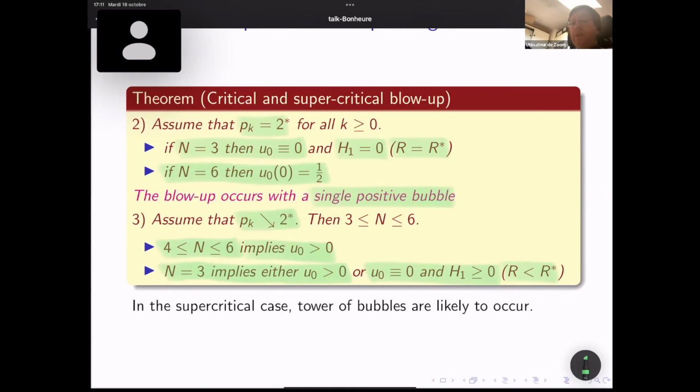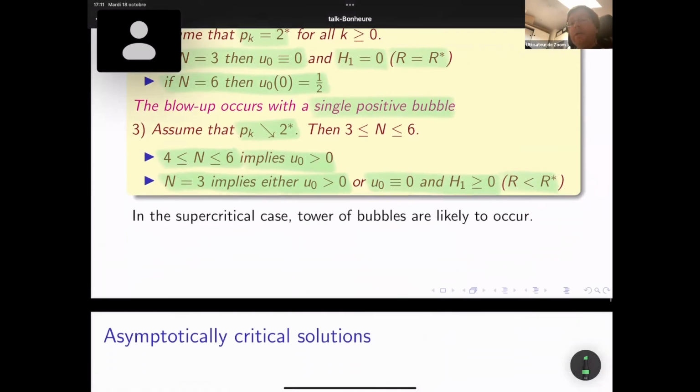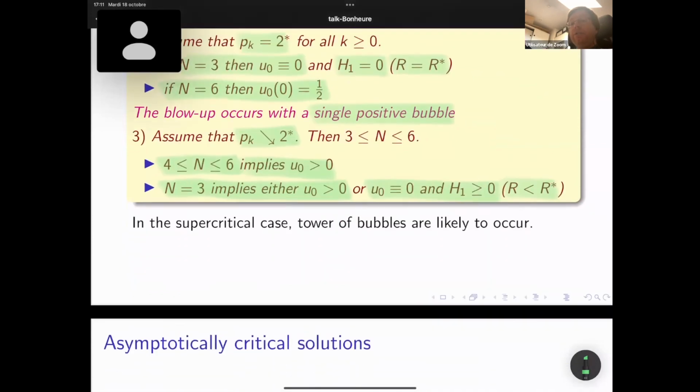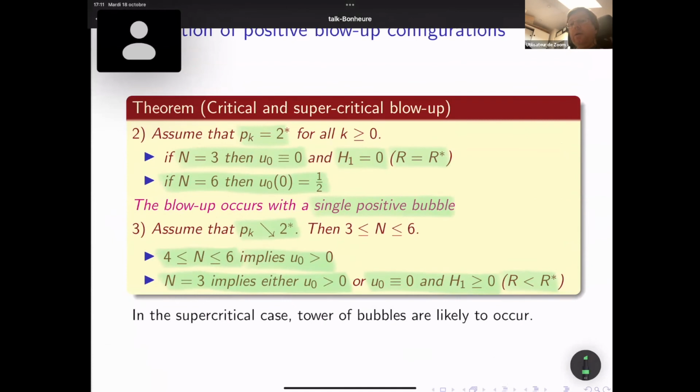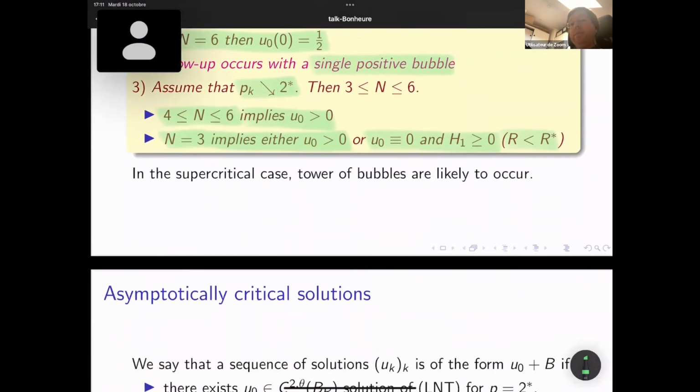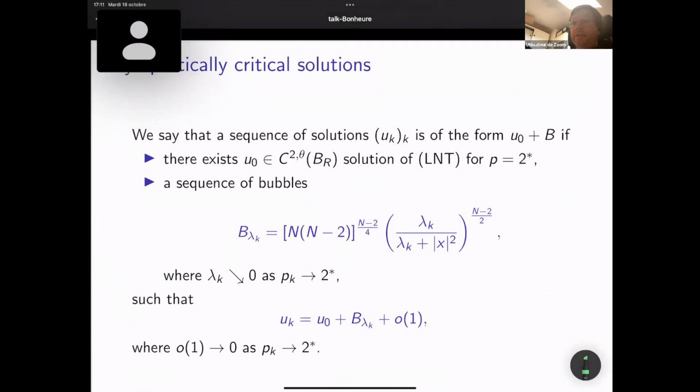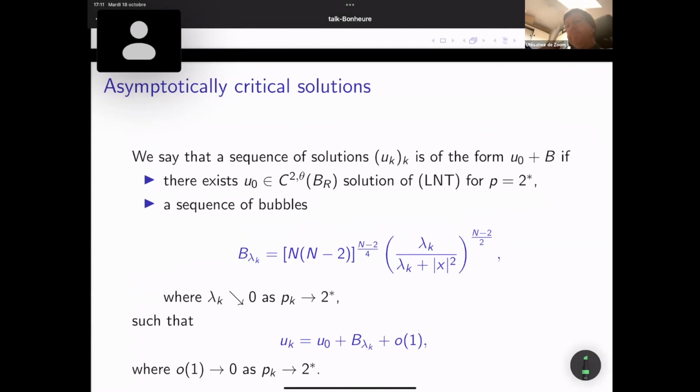So in the complement of all this situation, you can ask, can we prove existence of a sequence of solutions that display this behavior? And the answer is yes. So let me just recall, I guess many of you know, and I've been talking about bubbles, but let me just recall what a bubble is. So it's a function of this kind. It's an Aubin-Talenti profile with a scaling parameter lambda k.